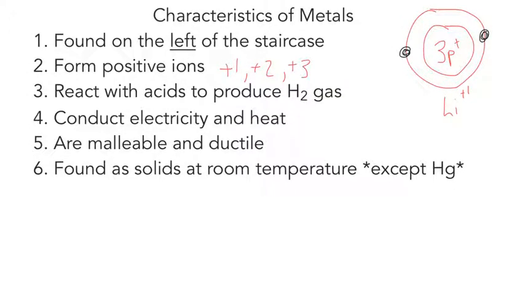Last few things about metals is that they are going to be reacting with acids to produce hydrogen gas. That's actually one of the ways that you can test if you have an acid, is if you put a couple of drops on a metal, and if it bubbles, those bubbles are an indication of the production of a gas, and in this case it's going to be hydrogen gas. It conducts electricity and heat.